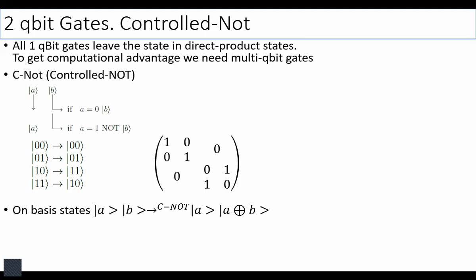On basis states, it also works like an oracle. Similarly to an oracle, I can write it in such a form. And remember, if I define an operator on basis states, I define it for every state.